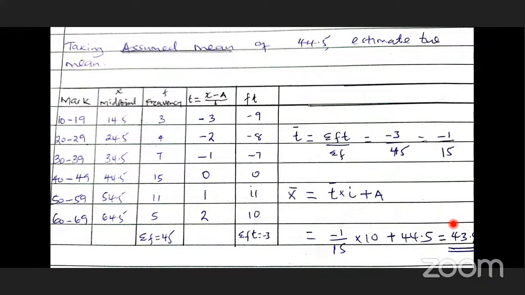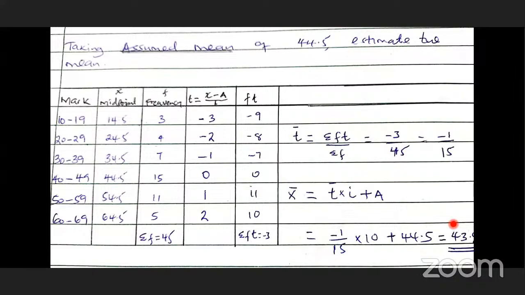So you assume a number. It's good to assume a number within the given data sets, but a number that will make the deviation easier or simpler to manipulate. I can see somebody says, teacher, explain how you get x. X is the midpoint of the class.